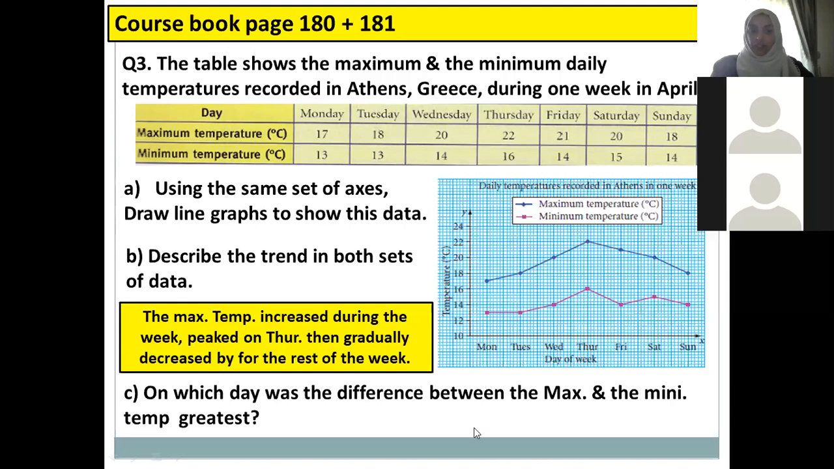Friday. On Friday we had the biggest difference. Okay, let's see. Yes, that was Friday. Thank you very much, Faris. Great job so far. Yeah, let's continue.